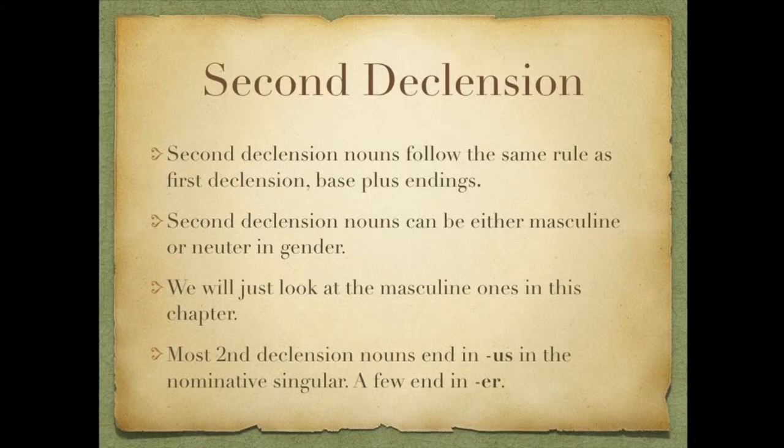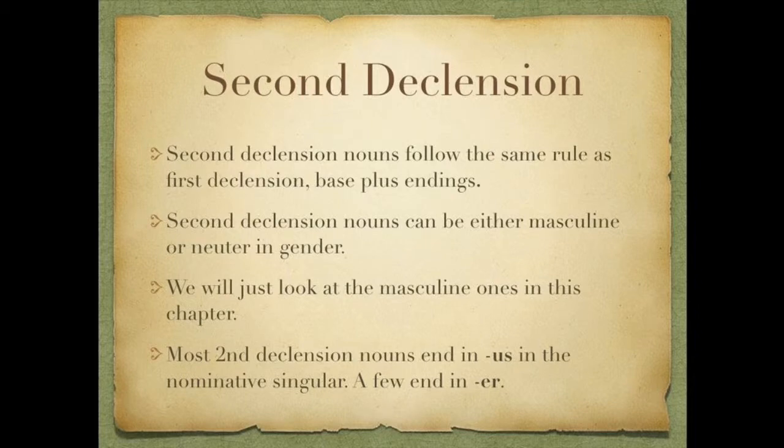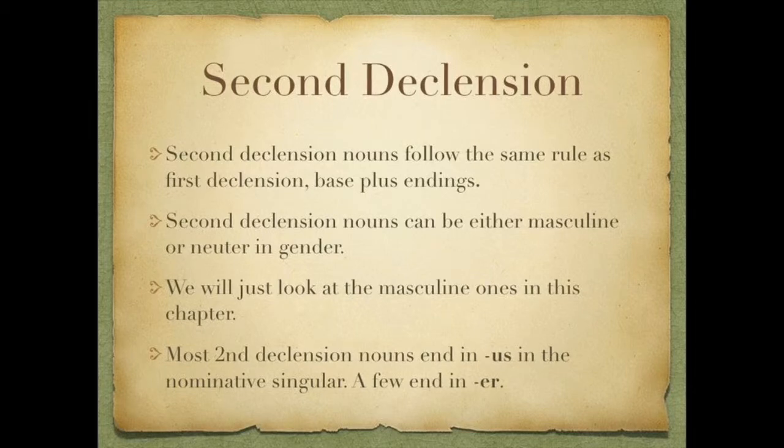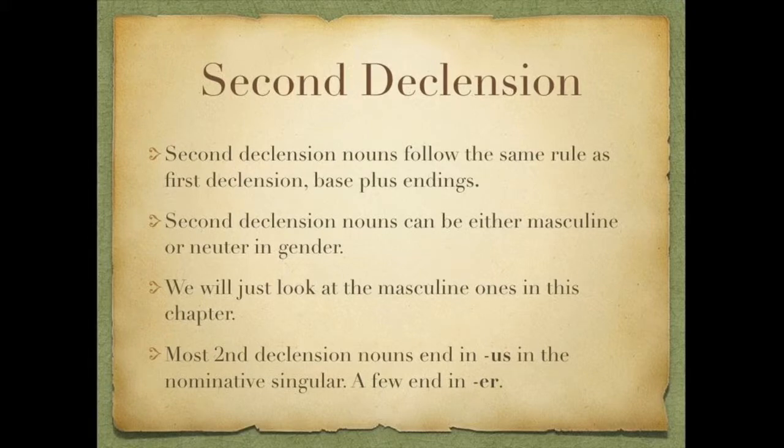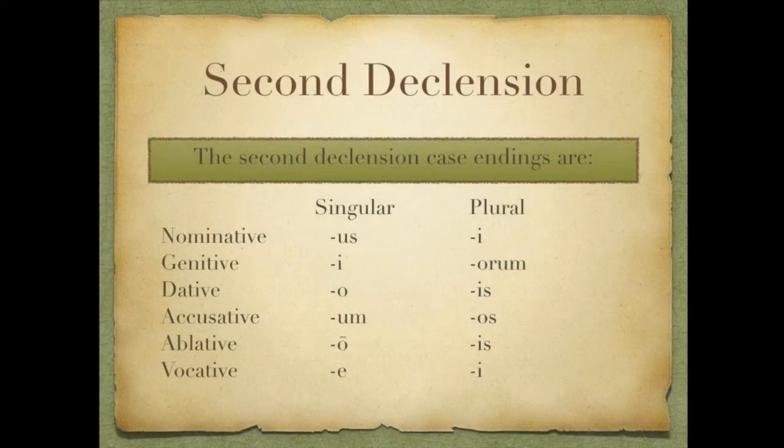Second declension nouns follow the same rules as the first declension nouns did, base plus endings. Second declension nouns can be either masculine or neuter in gender. In chapter 3, we'll just take a look at the masculine ones, and we'll look at the neuter ones in a later chapter. Most second declension nouns end in -us in the nominative singular. A few, as we'll see, end in -er. So there will be some new endings to memorize.